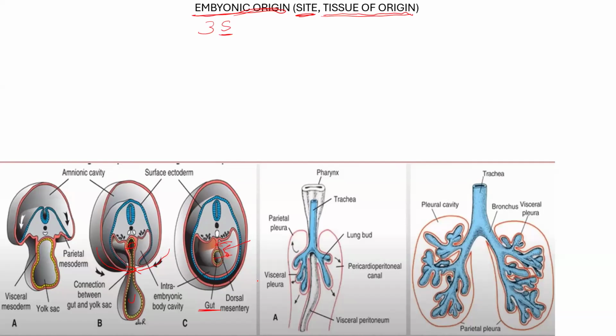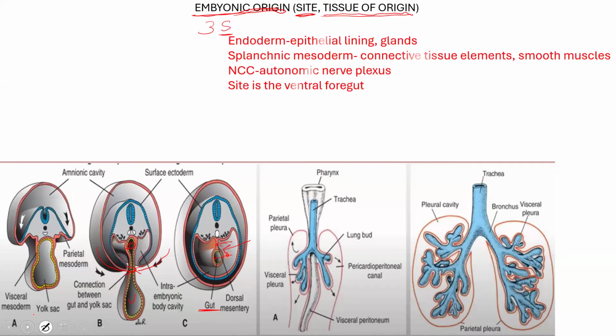Okay, so let us talk about it. The endoderm, which lines the inner part, will give rise to the epithelial lining. In this case, we are talking about the respiratory epithelium and also the glands. Then the splanchnic mesoderm to the outside now.